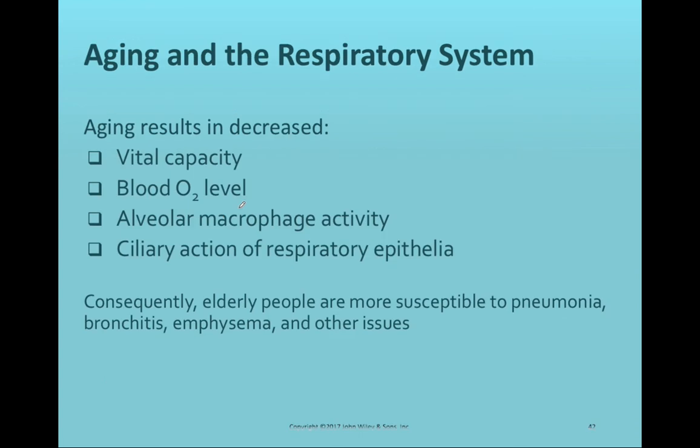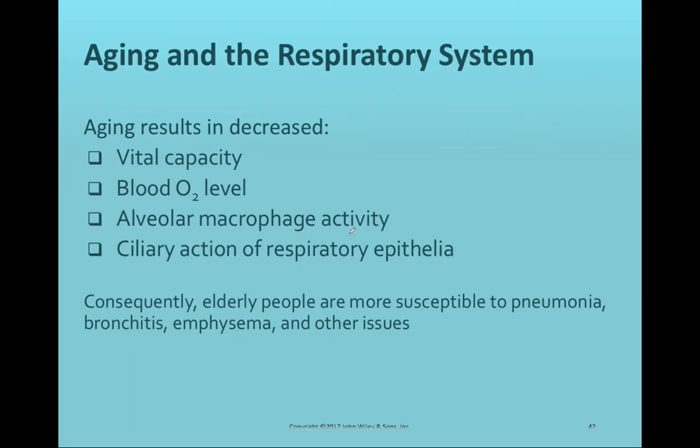So to finish up chapter 23, we're going to quickly touch on some of the effects of aging on the respiratory system and discuss a few respiratory disorders as well. Naturally, as we age, the respiratory system's actions are going to decrease. Our lung volumes and capacities are going to go down, so we'll see our vital capacity will decrease with age as well.